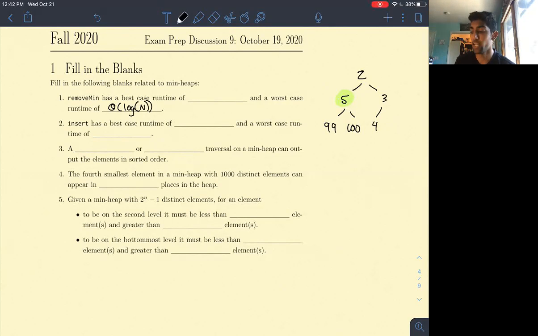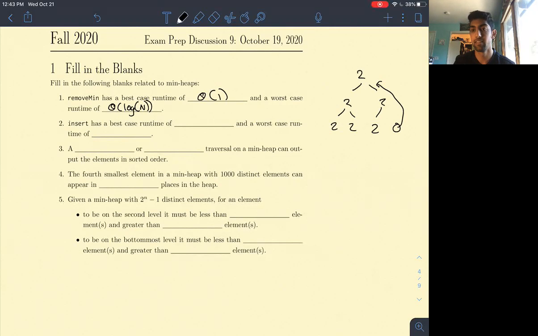The best case runtime is a bit trickier, but let's suppose we have a heap where all of the elements are duplicates, okay? Then when we remove the 2 from the top, we'll promote the 2 from the bottom to the top, and it'll just stay there. So we can see here that the best case runtime is constant time. Perfect.